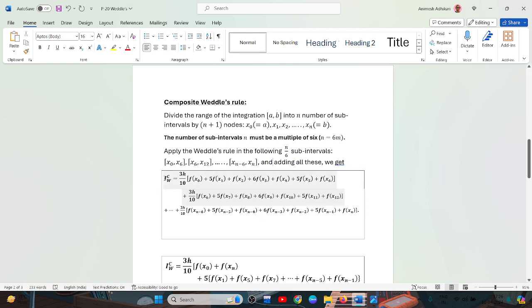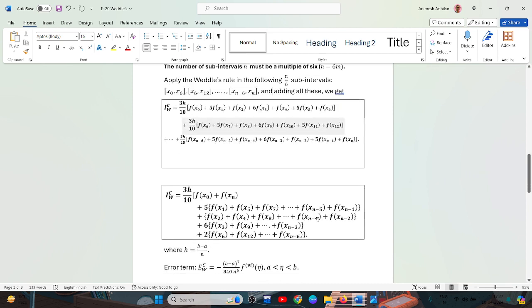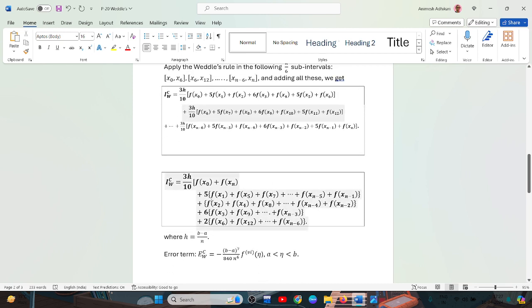we get I_WC, where W is for Weddle and C for composite. For the interval x0 to x6 it is 3h/10 [f(x0) + 5f(x1) + f(x2) + 6f(x3) + f(x4) + 5f(x5) + f(x6)]. So first we apply simple Weddle's rule for the interval x0 to x6, and next apply Weddle's rule within the interval x6 to x12, and so on, and adding all these we get the formula for composite Weddle's rule.